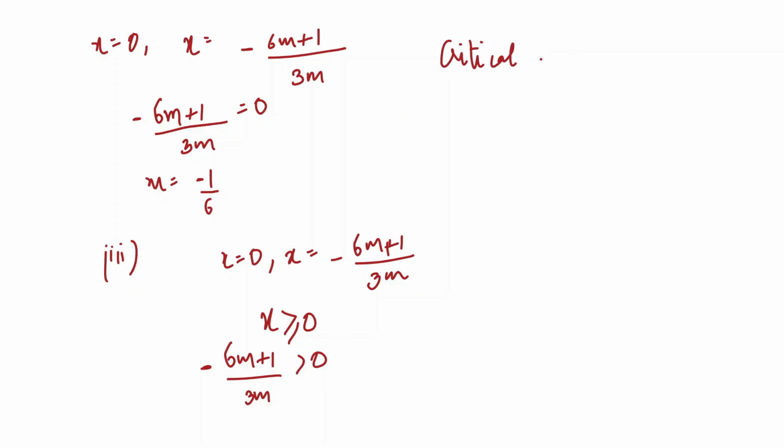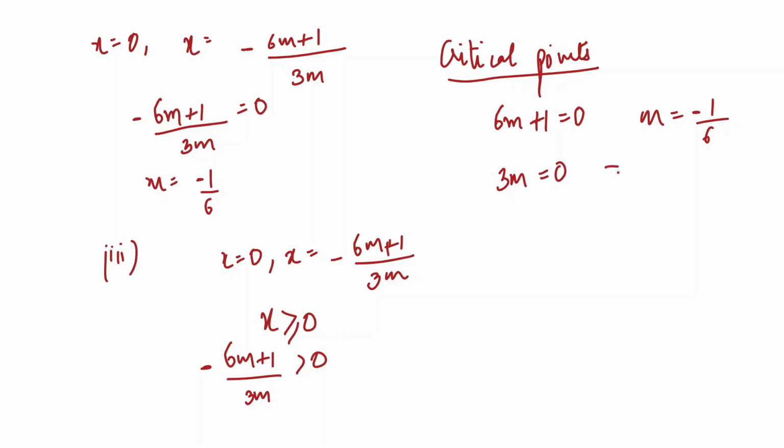Now when you solve the inequality, there will be some critical points. For the numerator, 6m plus 1 equals 0, we have the value of m as negative 1 by 6. For the denominator, 3m equals 0, we have m equals 0. So the value of m will lie between negative 1 over 6 and 0. So this will be the range of m for two solutions.